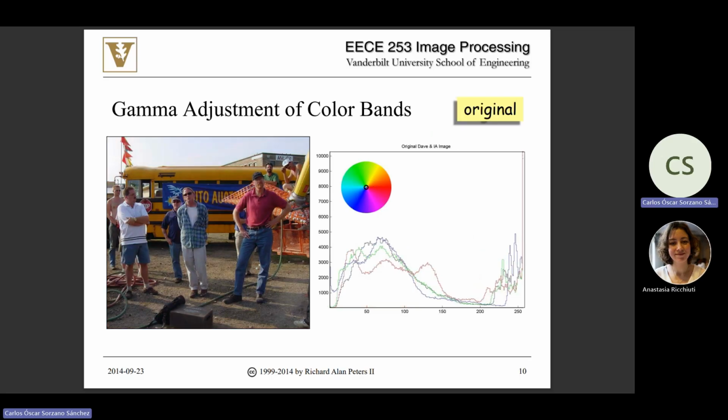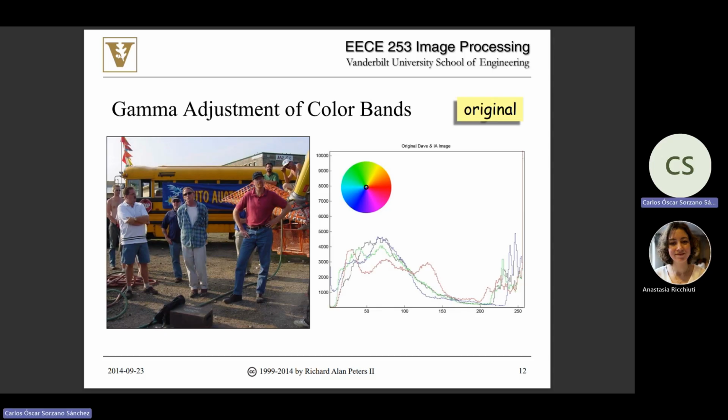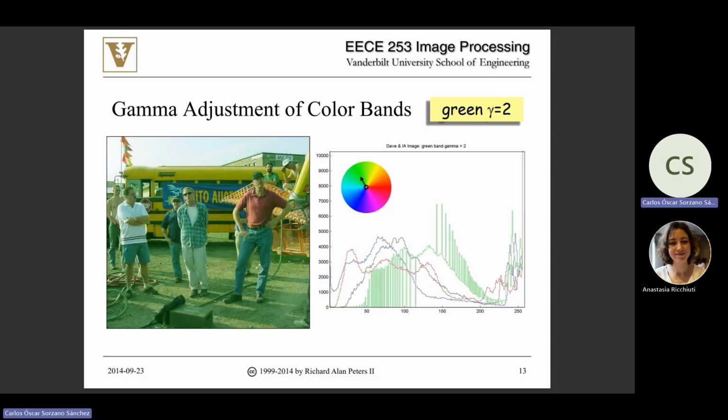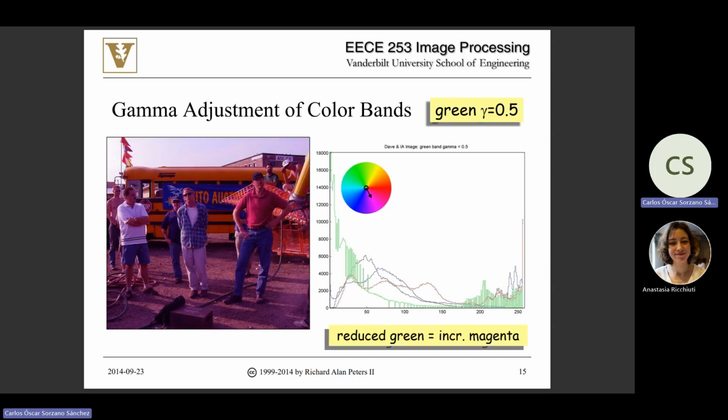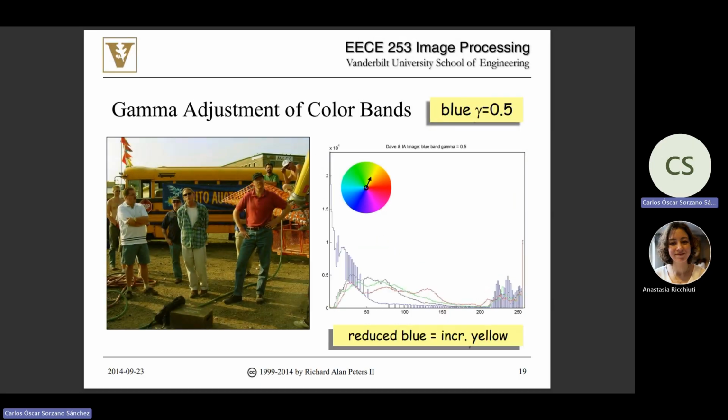And if we apply gamma equals 0.5, now we are shifting them down, and then it becomes less red. But less red means more cyan. Okay. Then we can do the same with gamma equal 2 in the green channel, so it becomes more green. Gamma equals 0.5, so it becomes less green, that means more magenta. And the same with the blue. Can make it more blue, or less blue, that means more yellow. Any question?